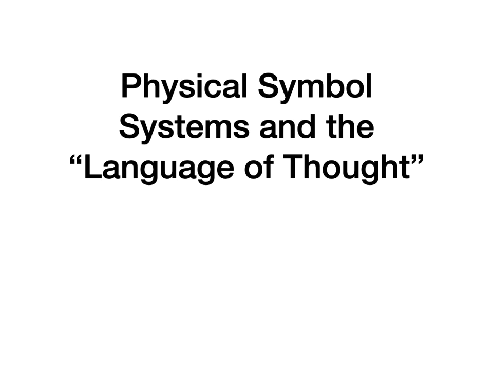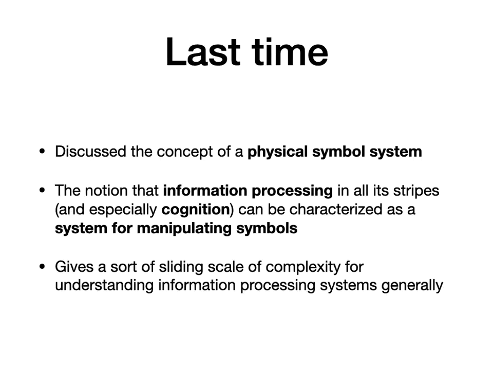the language of thought. So, last time we introduced the physical symbol system, the idea that information processing in all of its different varieties, in particular cognition, you can characterize as a physical system for manipulating symbols, right? It gives this sliding scale of complexity for understanding things, from more straightforward algebra type physical symbol systems, scaling all the way up through AI into human level complexity, right?